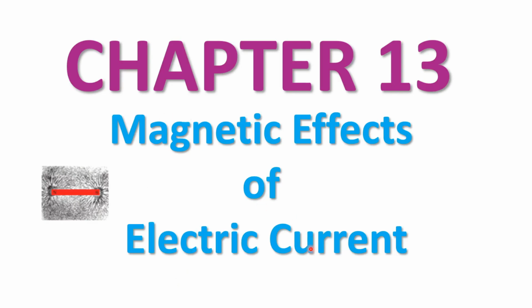We had earlier seen in the chapter of electricity about the heating effect of electric current. Now, we are going to see about the magnetic effect of electric current. Now, what is this magnetic effect of electric current? An electric current carrying wire behaves like a magnet when electricity is passed through it.